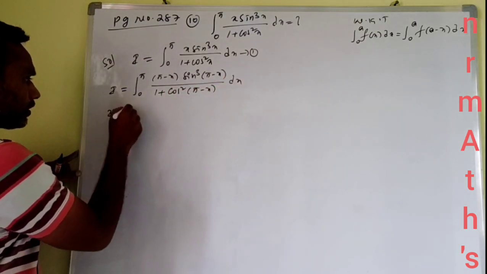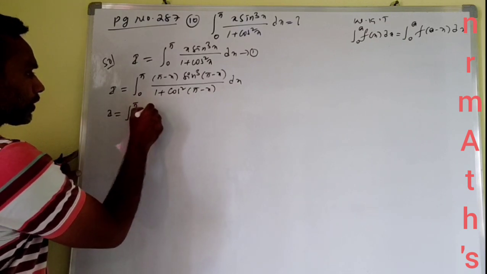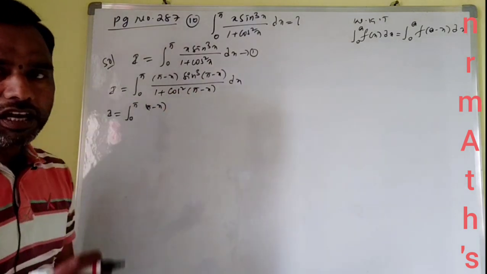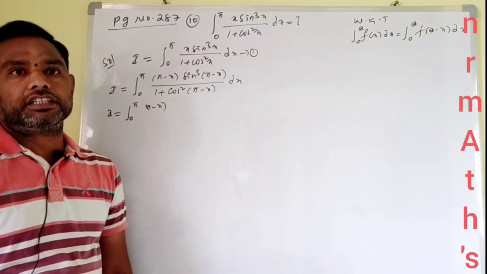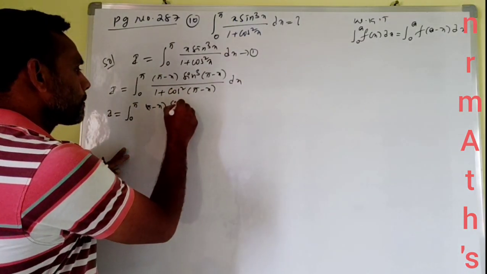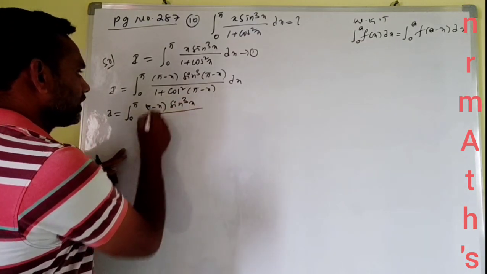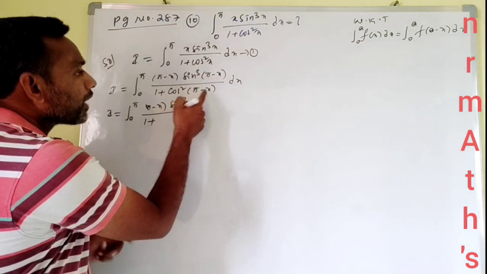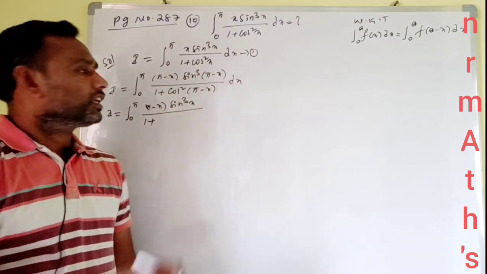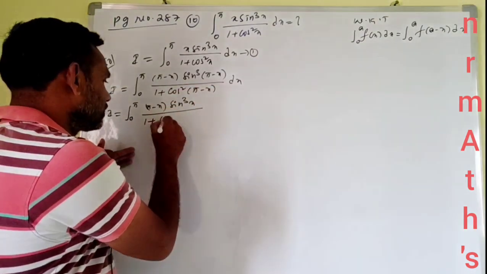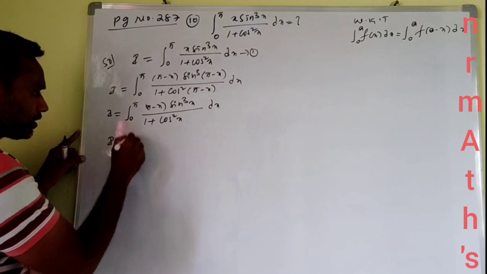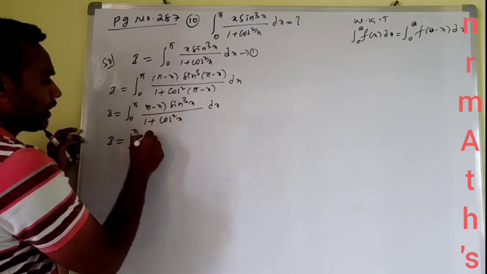Now I is equal to integration 0 to pi of pi minus x, sin pi minus x. Sin pi minus x is sin x. Pi minus x is in the second quadrant, and in the second quadrant sine is positive. That means sin cube x, by denominator 1 plus cos pi minus x. Cos pi minus x is minus cos x, second quadrant, and squared that means plus cos square x dx.